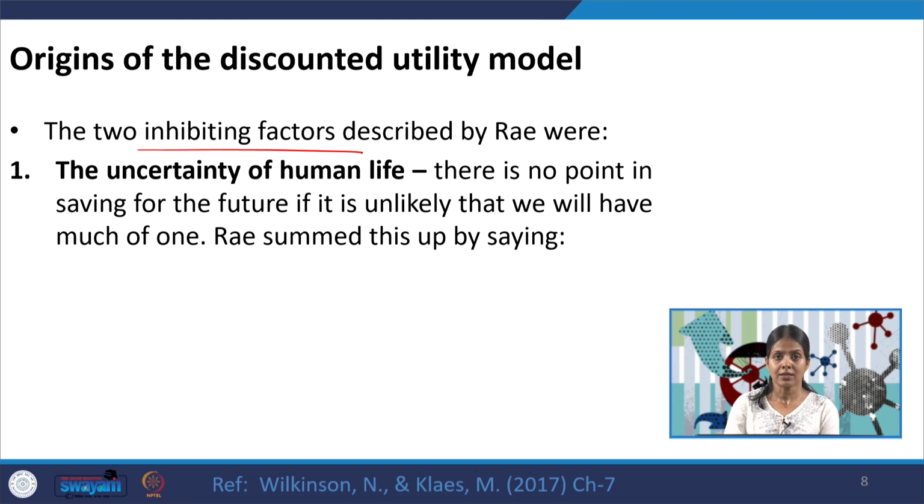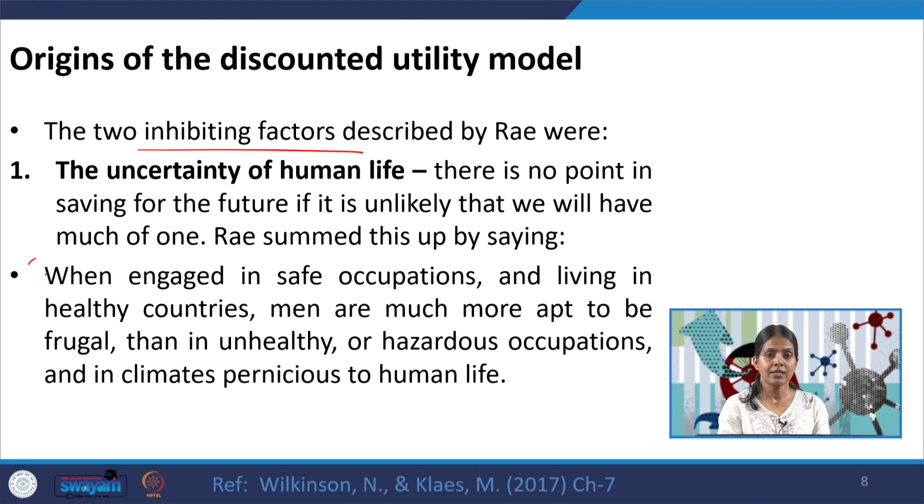Ray summed this up by saying, when engaged in safe occupations and living in healthy countries, men are much more apt to be frugal than in unhealthy or hazardous occupations and in climates pernicious to human life. So, basically, if I am not very sure whether tomorrow I am going to survive or not, then I will definitely have very little incentive to save for tomorrow.